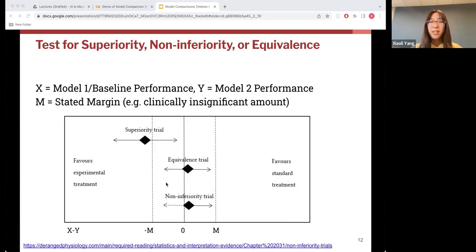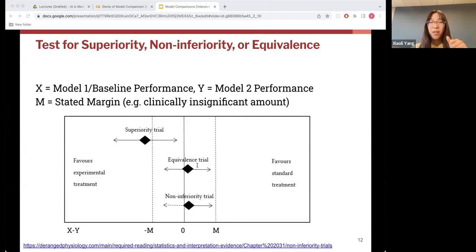So it's easy to notice that in the area on the left here, X minus Y is smaller than minus M. That means our model 2, represented by Y, is clinically better than our model 1. Similarly, on the right, X minus Y is larger than the positive M. So we say, okay, in this area, the baseline is better. Then the equivalence test is basically testing, given the confidence interval of the value X minus Y, does it fall completely in the area in the middle?